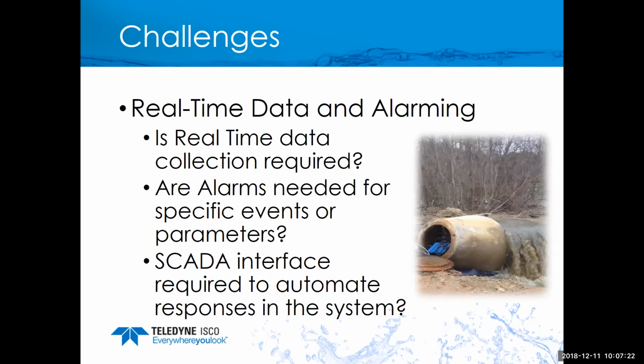So are the alarms needed for specific events or parameters, such as, say, a large pH increase in an area or a large increase in level in an area, to help the operators get ahead of a possible surcharge of a manhole, to prevent the possibility of consent decrees or other sorts of problems being inflicted on the municipality due to surcharges and overflows and spillage?